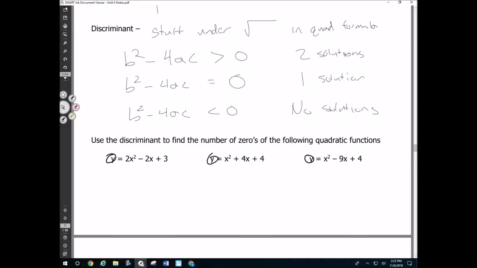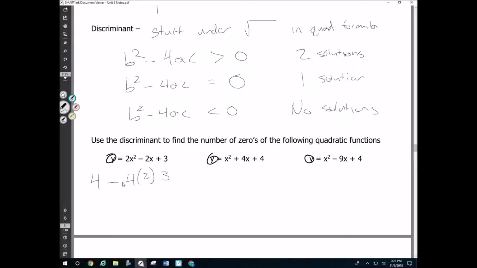Okay? b squared minus 4, sorry, b squared is just 4. -2 squared is 4. Please do not make a mistake in your calculator and write -2 squared in your calculator and it tells you it's -4. Use parentheses. You should just do these squares in your head. -2 squared is 4. 4 times a times c. I can tell right now this is a negative.